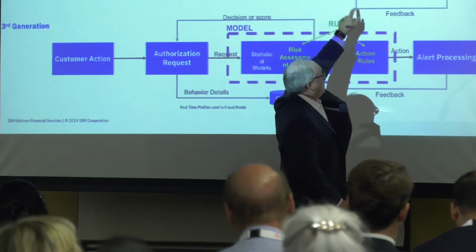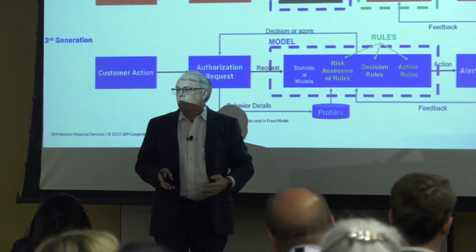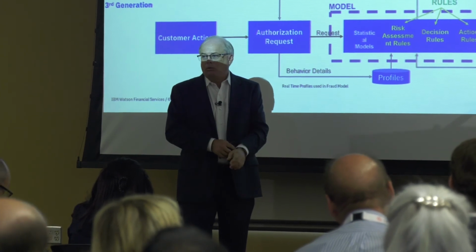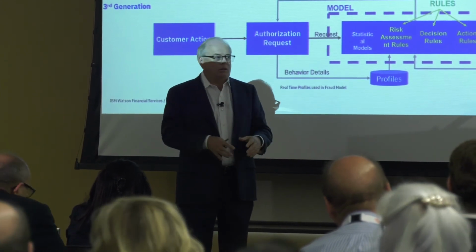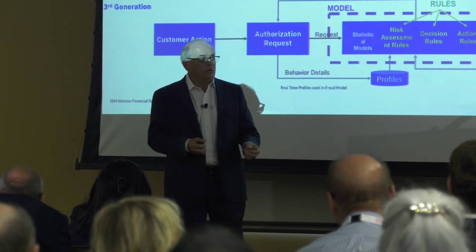this feedback is coming into your decision rules. It's not coming back to the models. A lot of the models in fraud systems of today are second generation. They're only updated once or twice a year. And it's based on the consortium feedback, as Constantine said, that it's required to support those models.